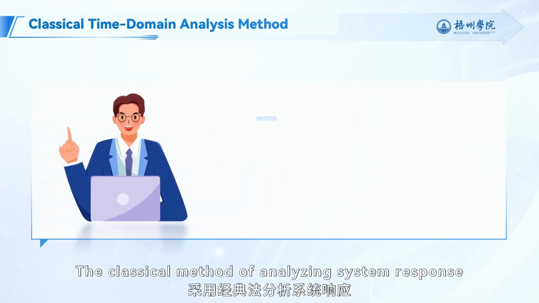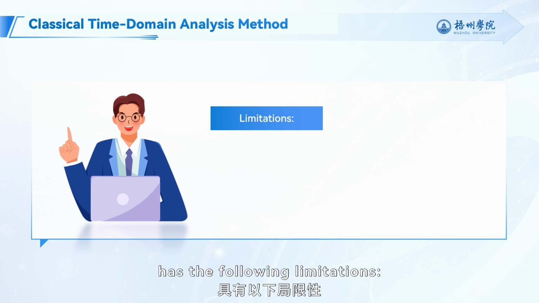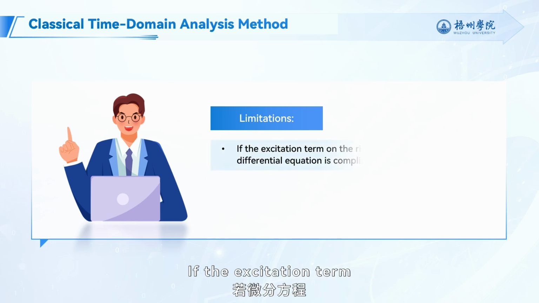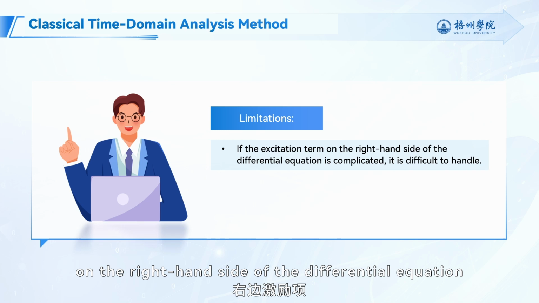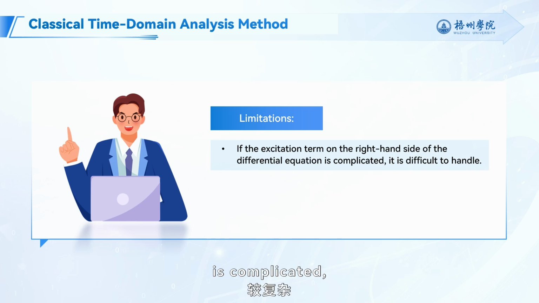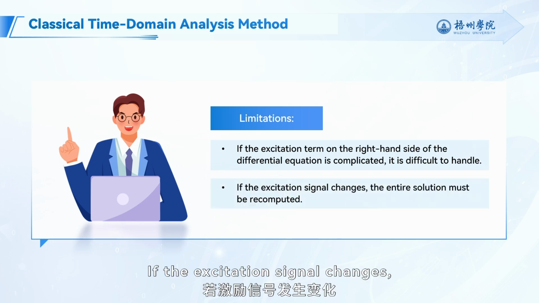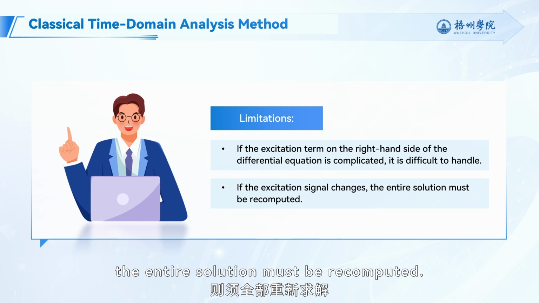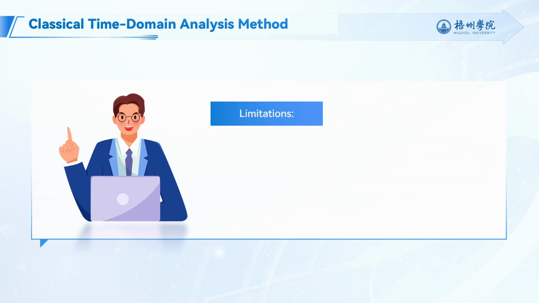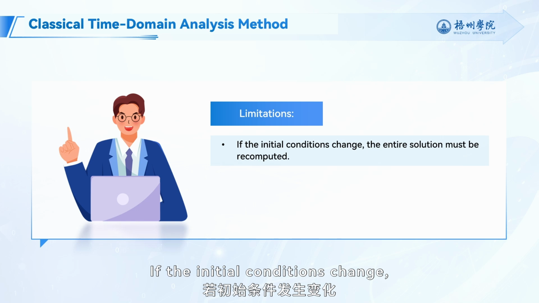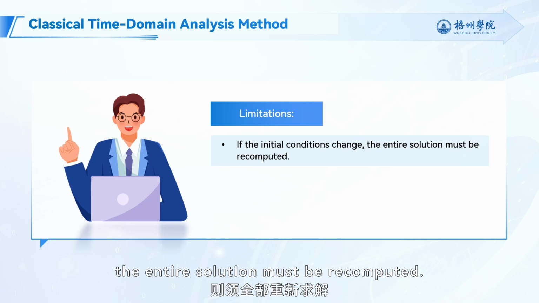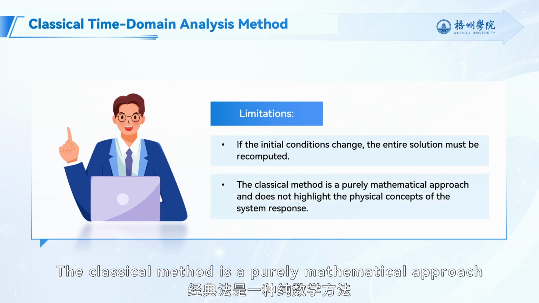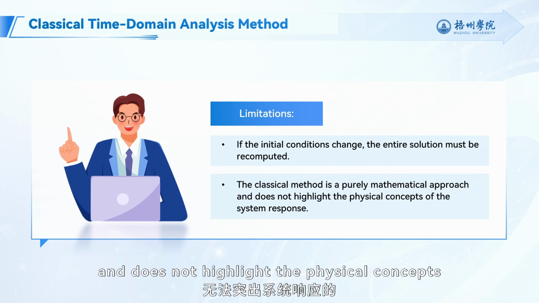The classical method of analyzing system response has the following limitations. If the excitation term on the right-hand side of the differential equation is complicated, it is difficult to handle. If the excitation signal changes, the entire solution must be recomputed. If the initial conditions change, the entire solution must be recomputed. The classical method is a purely mathematical approach and does not highlight the physical concepts of the system response.